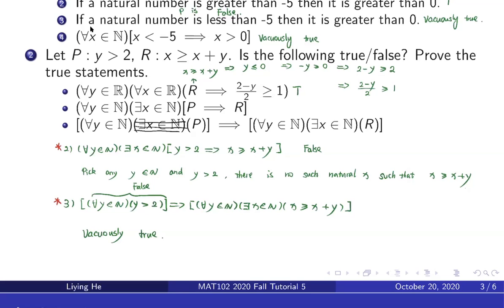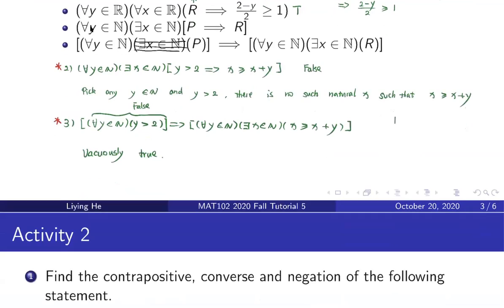So recall the table. Let me just draw the table here. You have P, you have Q, true, false, true, false. And let's have P implies Q. So true implies true is true, true implies false is false, and when P is false, the implication is true.